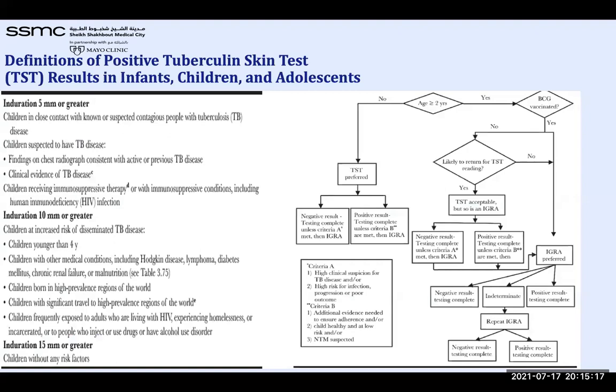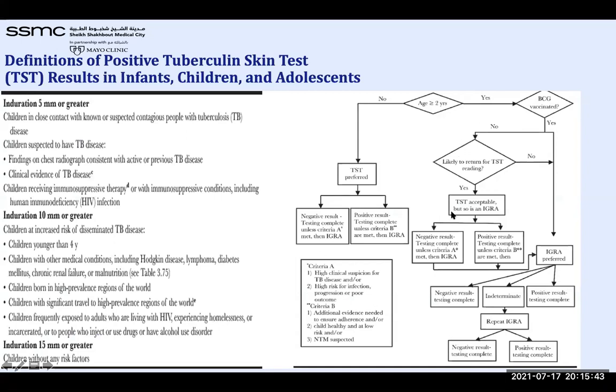This is the definition of a positive tuberculin skin test result in infants, children, and adolescents. If you put the tuberculin skin test, which is TST in short form, what is the meaning of that? Induration of 5 millimeters or greater, induration of 10 millimeters or greater, and induration of 15 millimeters or greater. So this is the key for that.